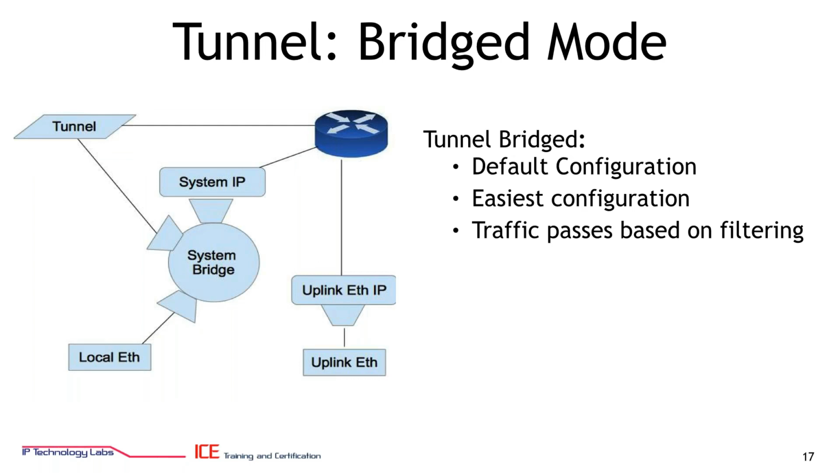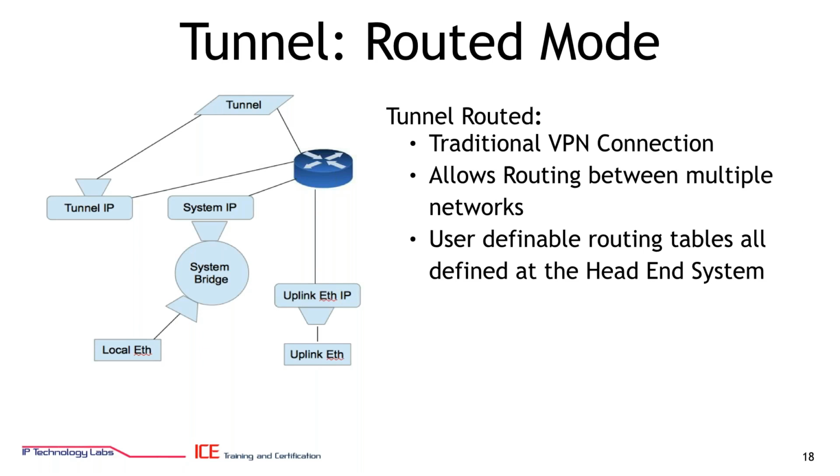Bridge mode is the default configuration. It's the easiest to use. All the traffic passes through the tunnel interface for any interface that's connected to the system bridge, unless we set up filtering and block off some of that traffic. Routed tunnel mode is also conceptually pretty straightforward. Operates like a traditional VPN routed connection, network to network connections with different routing.